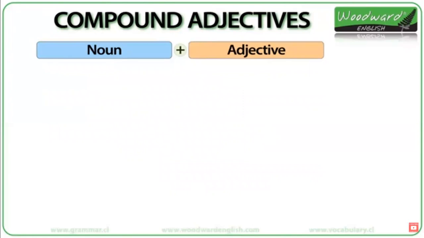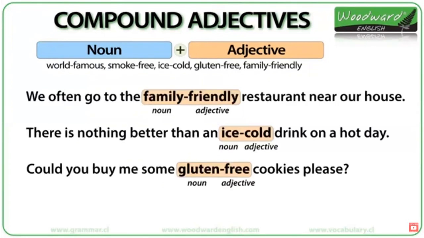Noun plus adjective. Some examples of compound adjectives that are made from a noun plus adjective include world-famous, smoke-free, ice-cold, gluten-free, family-friendly. Our example sentences: we often go to the family-friendly restaurant near our house. There is nothing better than an ice-cold drink on a hot day. Could you buy me some gluten-free cookies, please?